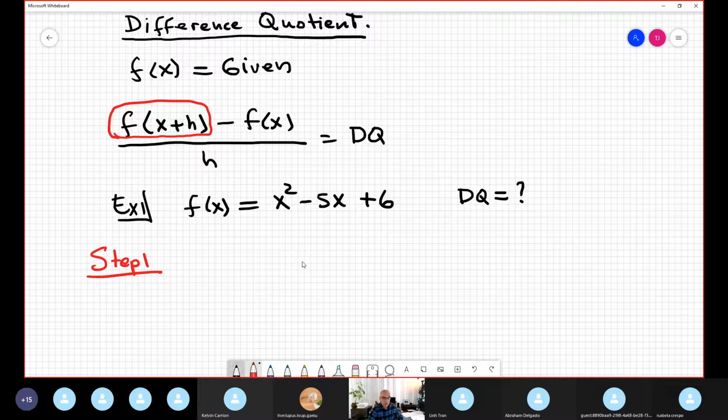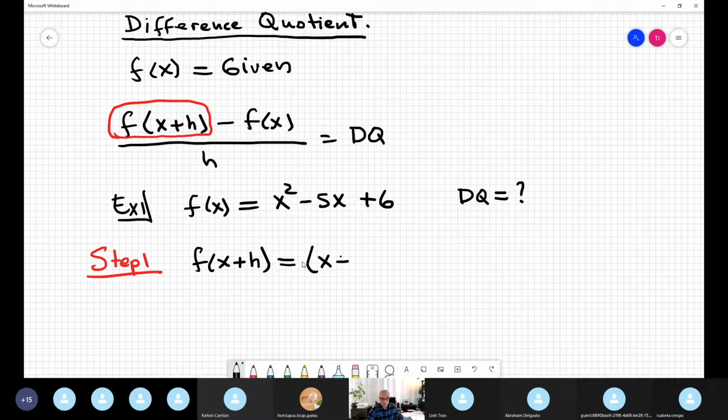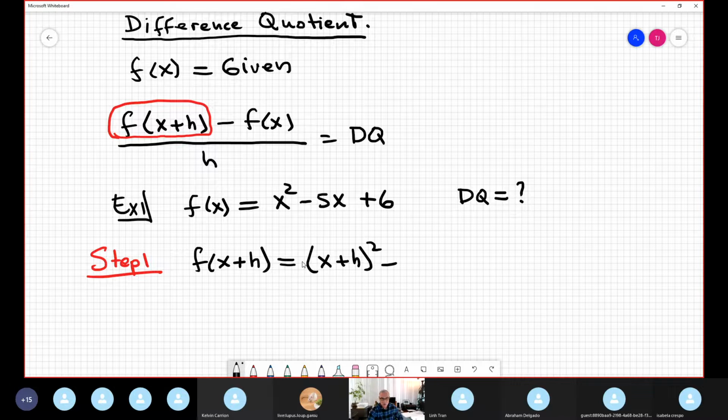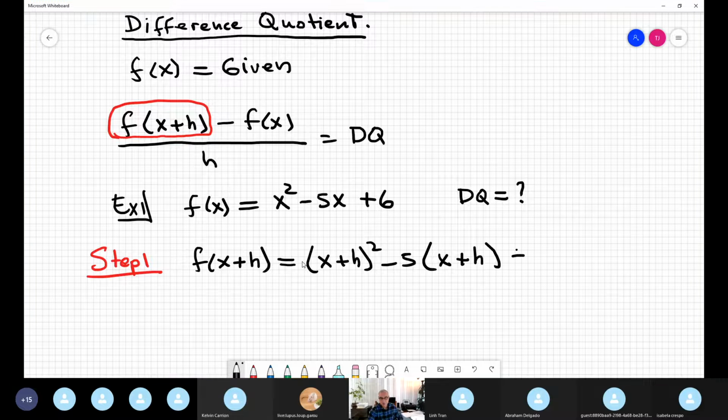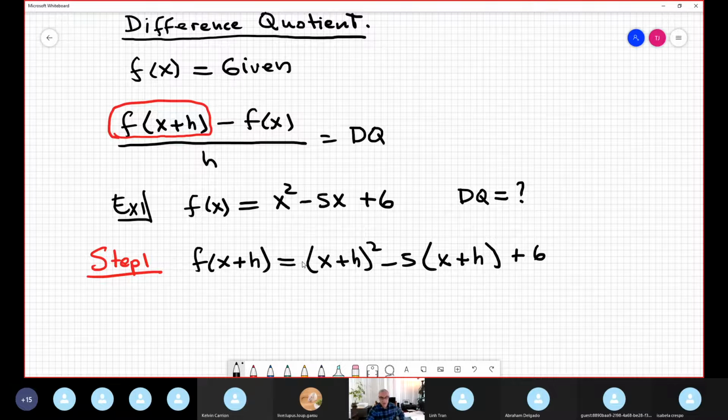And that part is just replace x with x plus h. Who is h? Well, h is an arbitrary constant, the translation. So it is (x plus h) squared minus 5 times (x plus h) plus 6. So the only thing I did was replace x with x plus h. Do I leave it like that? No, of course not. You manipulate this.